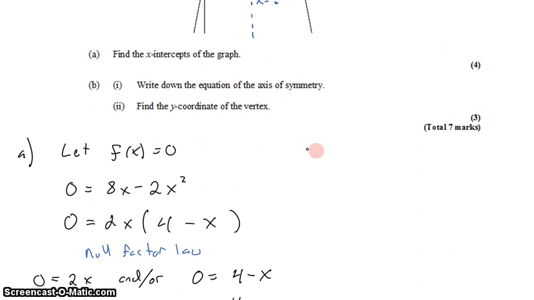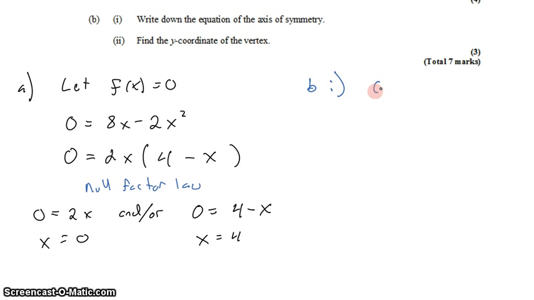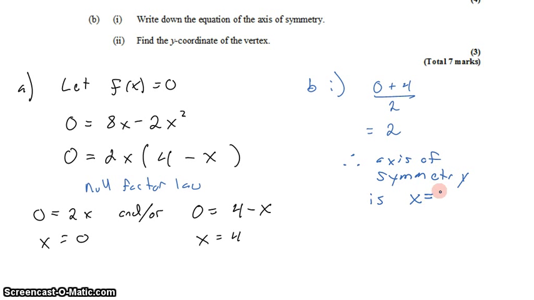So for part B, all I need to do is average my two x-intercepts, 0 and 4. 0 plus 4 divided by 2 is equal to 2, which is not the final answer. The axis of symmetry is a line, and the answer needs to be expressed as a line. Therefore, the axis of symmetry is x equals 2. If I don't have that x equals 2, then I'm not expressing a line, I'm just expressing a single number. And that's not the complete answer. This is not worth full credit. You need x equals 2.